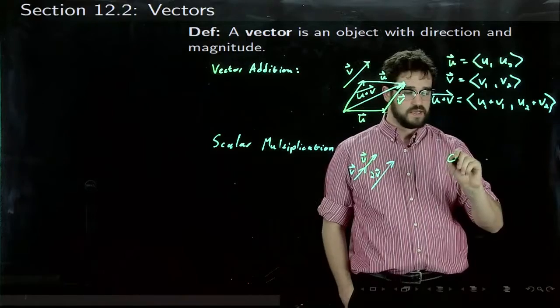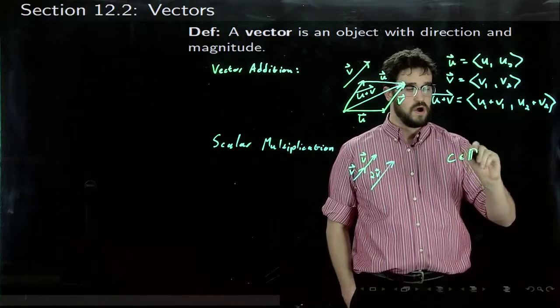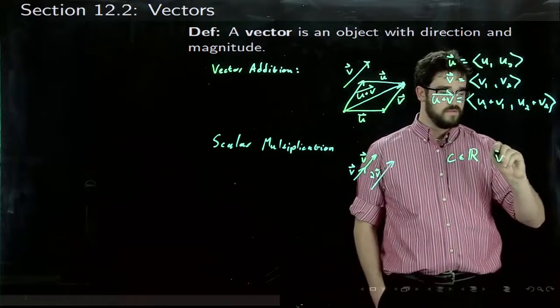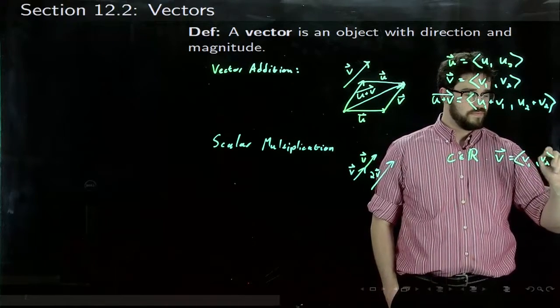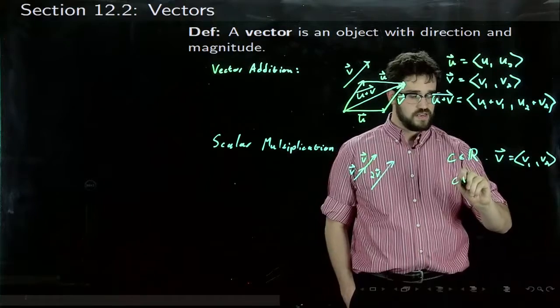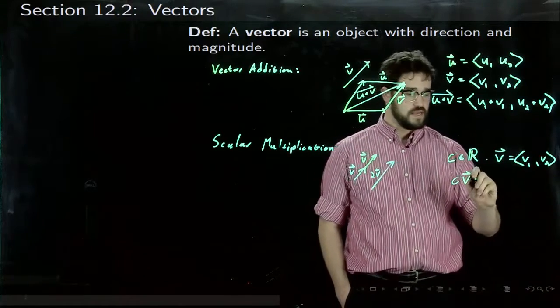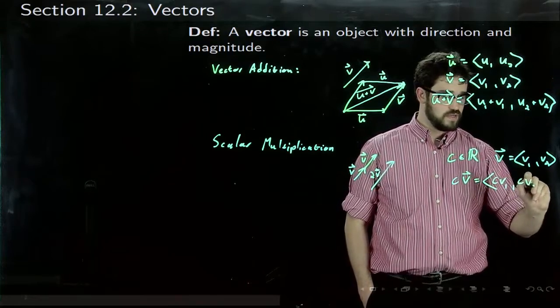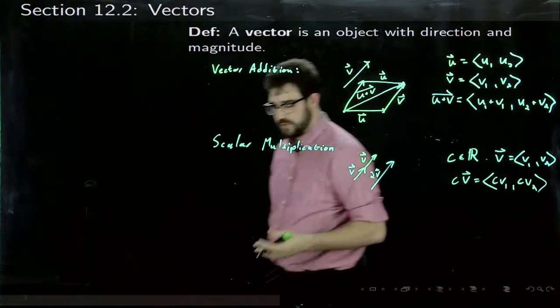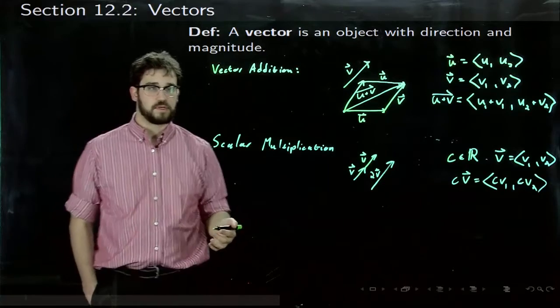Algebraically, what this means is if c is in R, and v is, once again, ⟨v1, v2⟩, then c v hat is just going to be ⟨cv1, cv2⟩. And that's what you have for scalar multiplication.